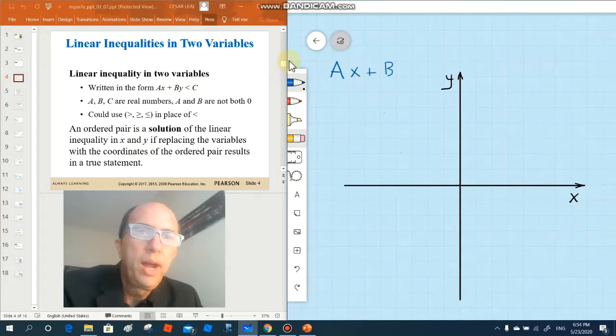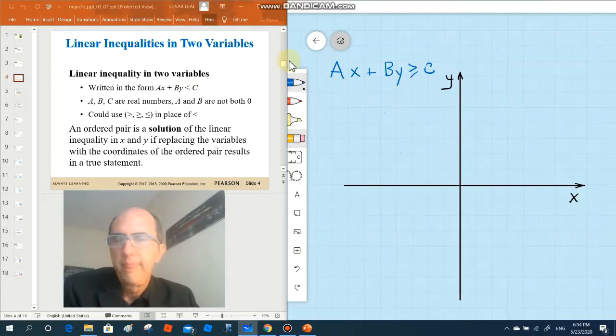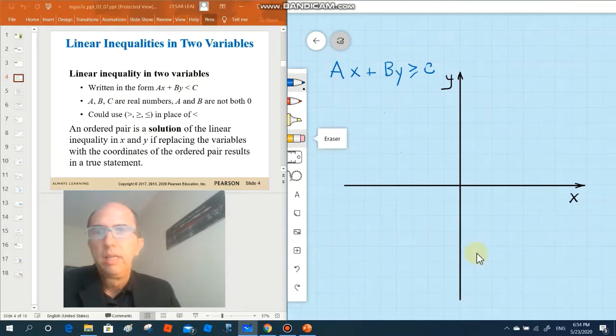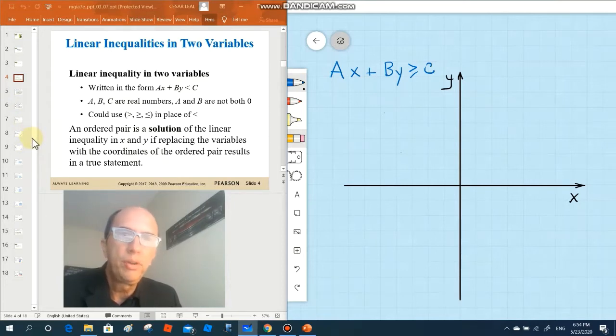ax plus by is the inequality here, let's say less than c. And this inequality can be less than, can be greater than, can be less or equal, or greater or equal. A, B, and C are real numbers. A and B are not zero. Let's go step by step in how to graph the representation of this inequality.